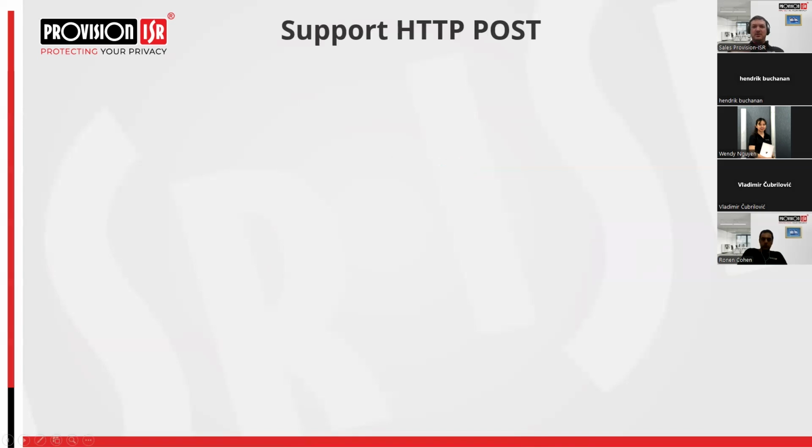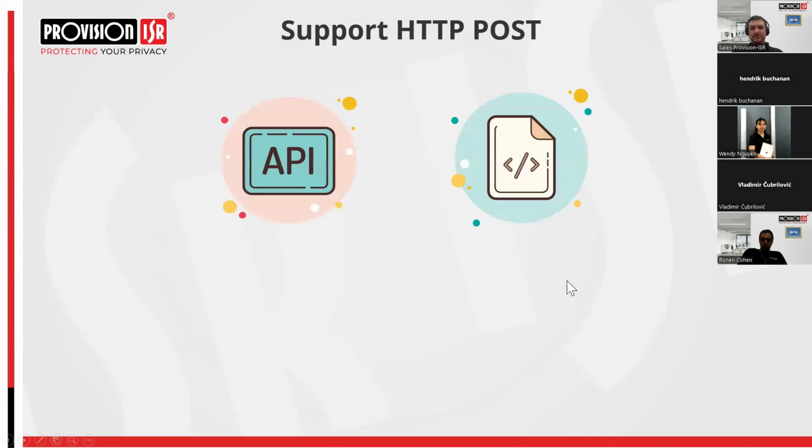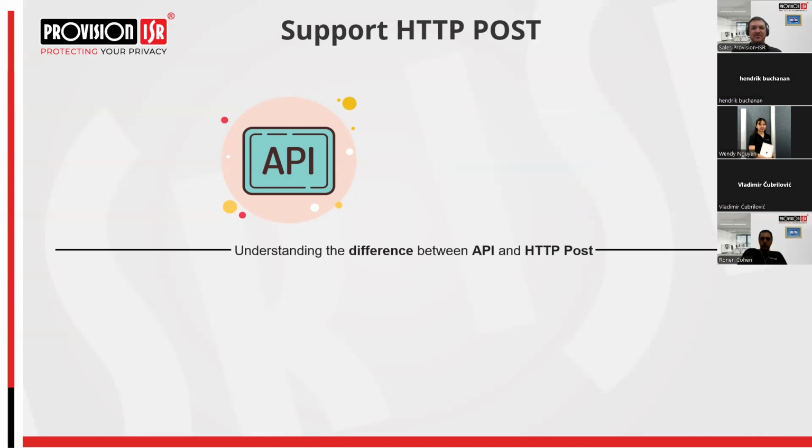The next feature is for those looking to integrate with our cameras. There are 2 primary methods for integration: API integration and HTTP post integration. First, the API integration, where you can use API commands from ProvisionISR to build code, usually in C or C++, to send commands to the camera and get responses, allowing control and customization.